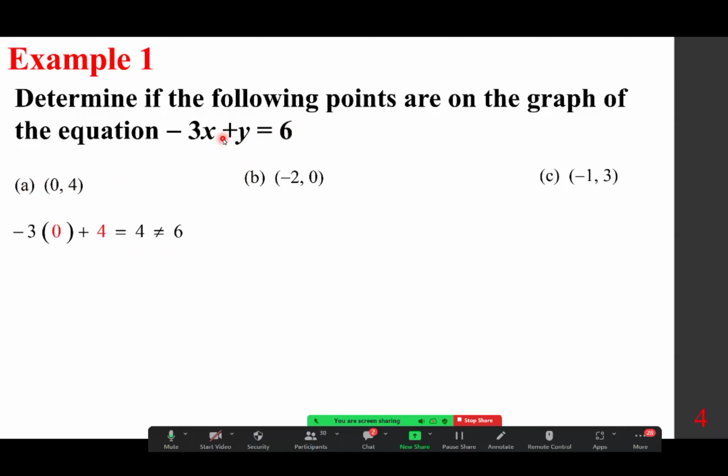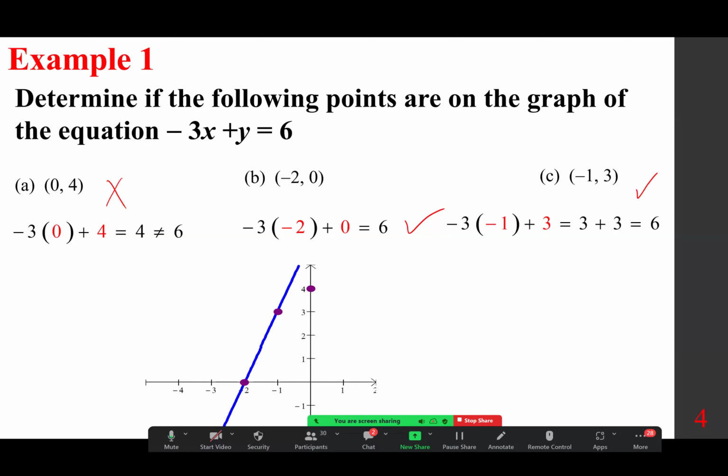Let's plug in minus 2, 0. That works because this is positive 6. This works. This other one doesn't. When we plug in negative 1 and 3, that works also. And we can plot those and come up with the graph. Negative 2, 0 is also known as an x-intercept, and negative 1, 3 is 1 to the left, 3 up, and we put them together.